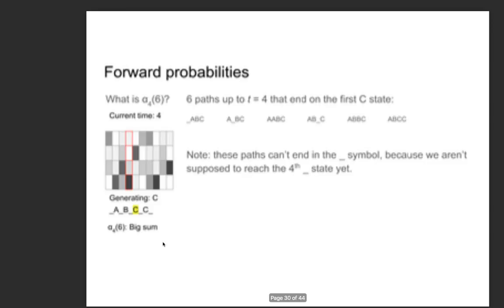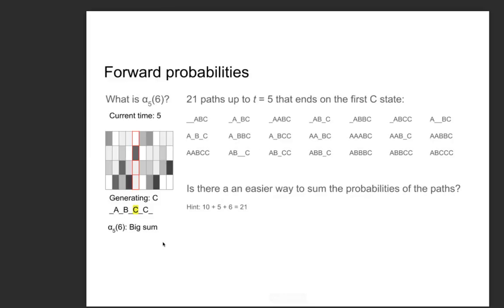And okay, this last one is if we're ending on the first C state in the sequence, then these are the different paths. Again, we can't end in the blank symbol, and we have the C's at the end of all of these. And for each of these paths, they make sense. And then we have all of these.